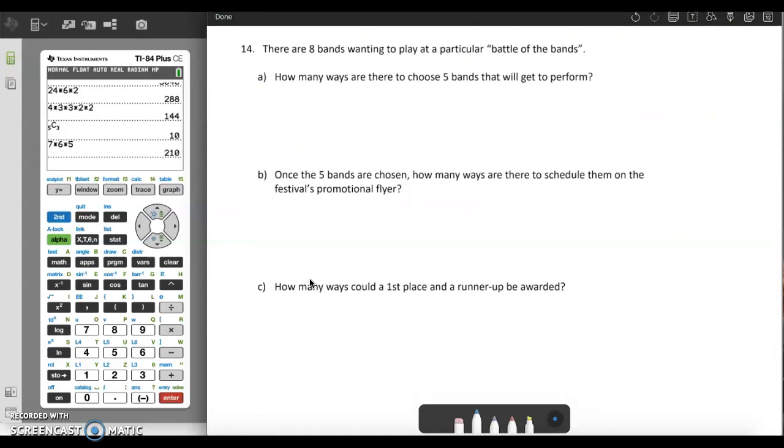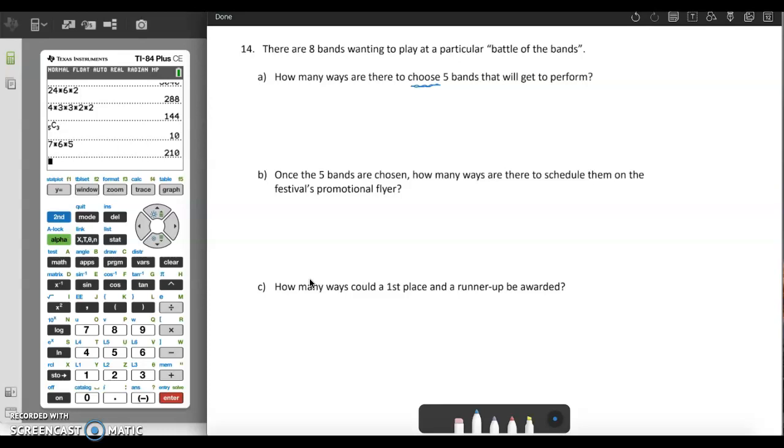Okay, next question. It says there are 8 bands who want to play at a particular Battle of the Bands concert. How many ways are there to choose 5 bands who will get to perform? Okay, so a lot of times this word choose is also an indicator of combination, as long as there's nothing else that's being talked about that would make order matter or telling them apart.